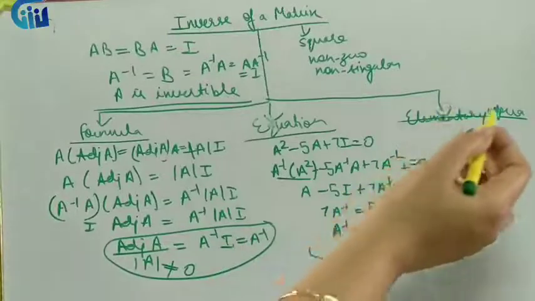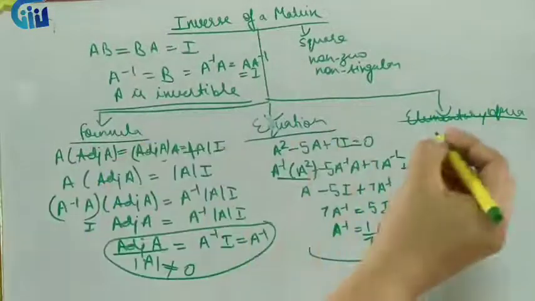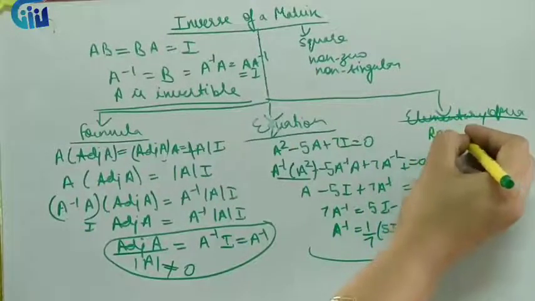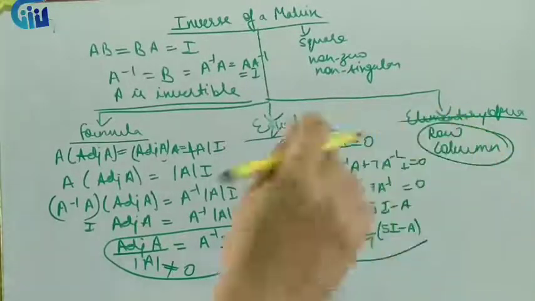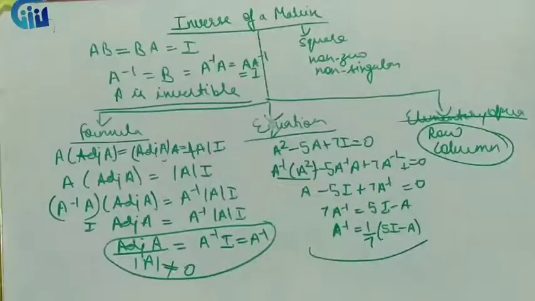Third method is elementary operations. Elementary operations are of two types: elementary row operations and elementary column operations, which we will be discussing in detail. First of all, let's focus on the formula and the equation type of questions.